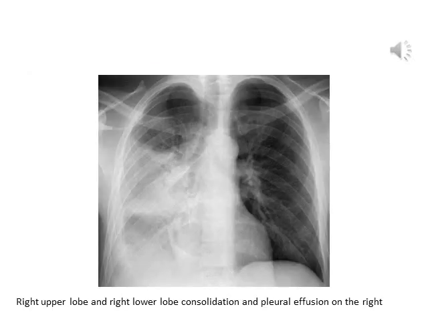Here is another example of TB radiology. This posterior anterior chest radiograph in a young patient shows a right upper lobe and right lower lobe consolidation and a small pleural effusion on the right side caused by TB. Again, these features could be shared by other pneumonias.